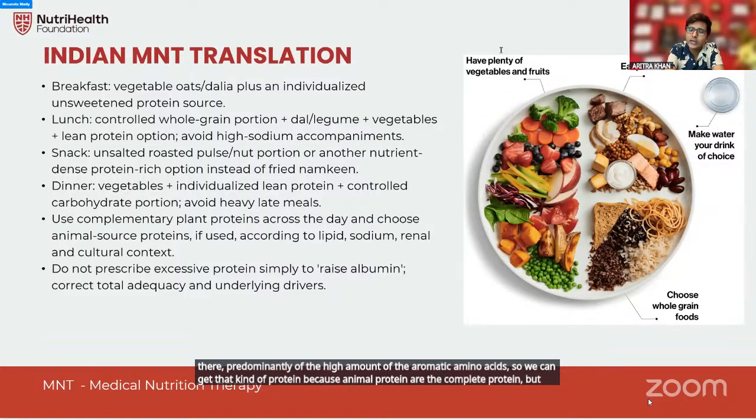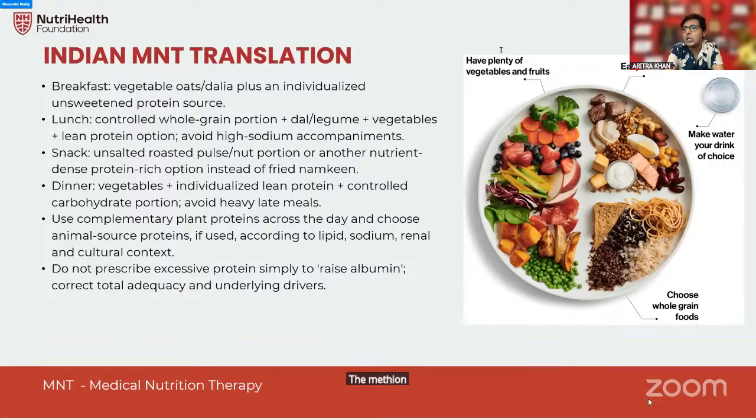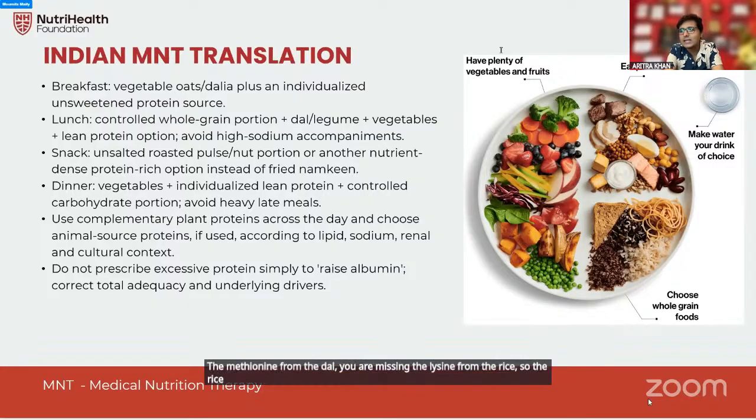But with plant protein, you have to go for combination protein, because maybe you are missing the methionine from the dal, and you are missing the lysine from the rice. So rice, dal, khichdi, any kind of porridge could be the best option for mitigating all these diseases and incorporating a lot of mixed, essential amino acids.